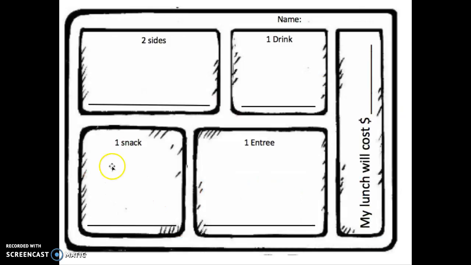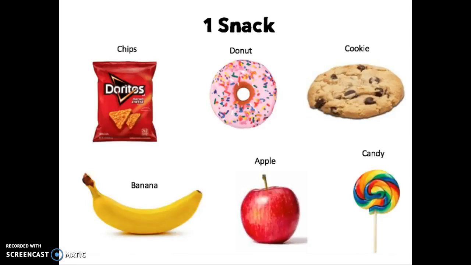Go ahead and draw one snack and then write the word telling us what you drew. Pause the video so that you can see how to spell the word.